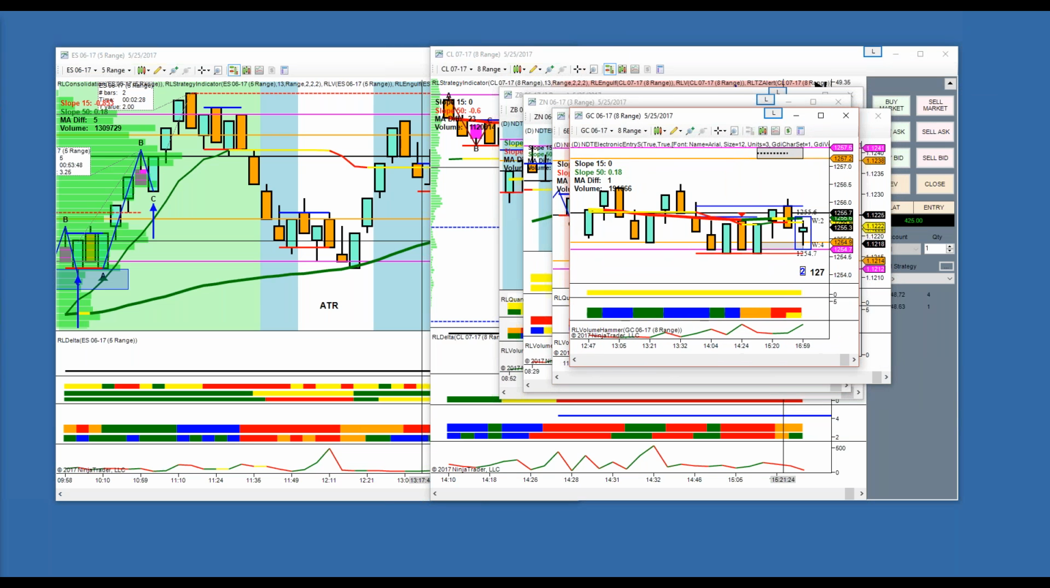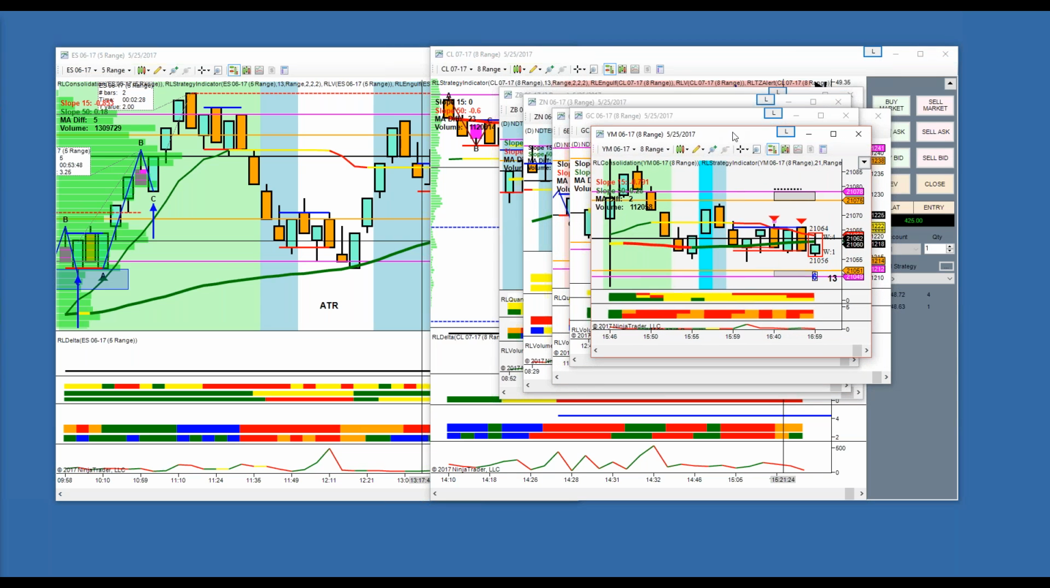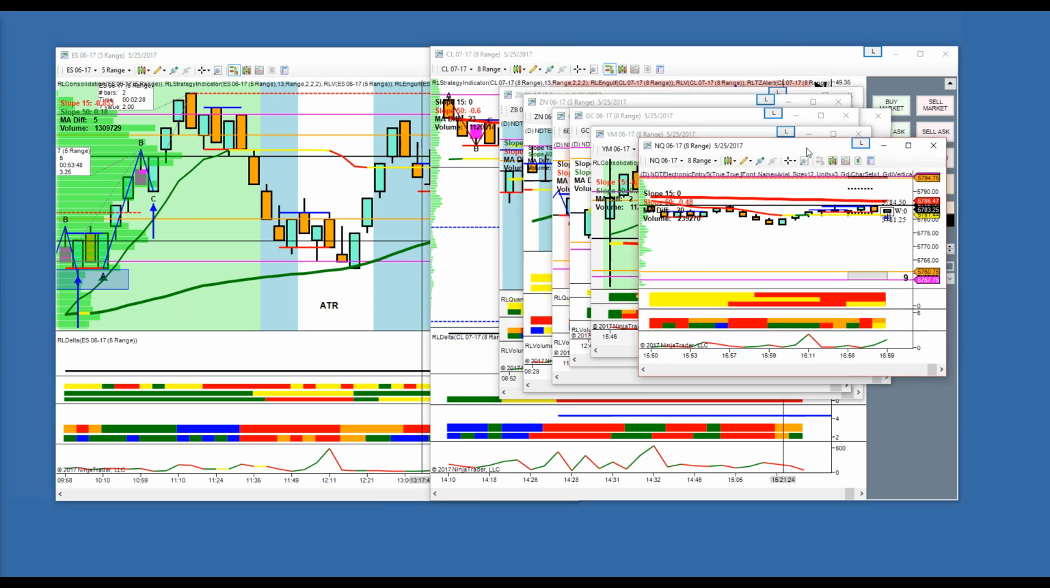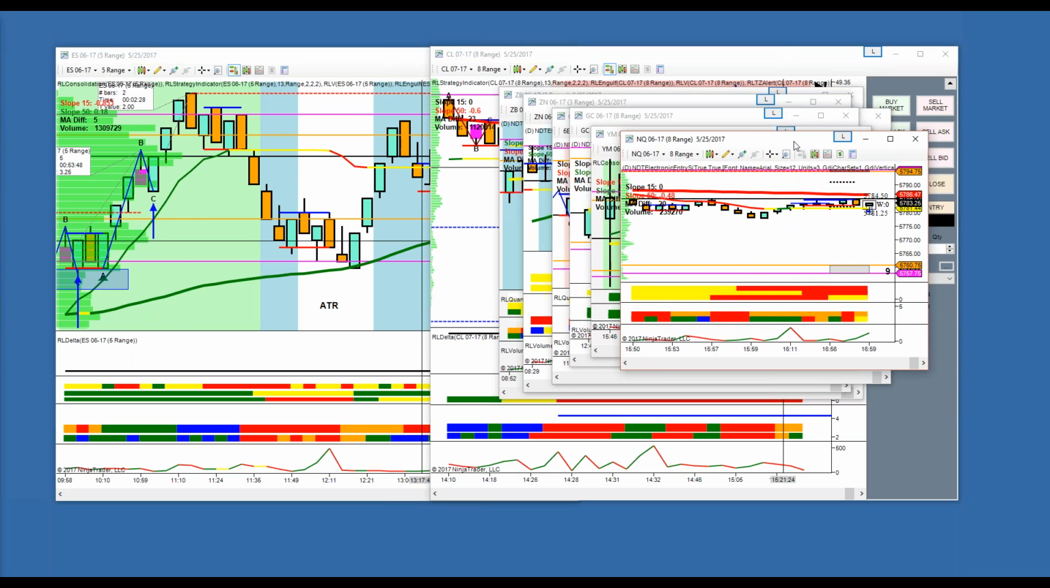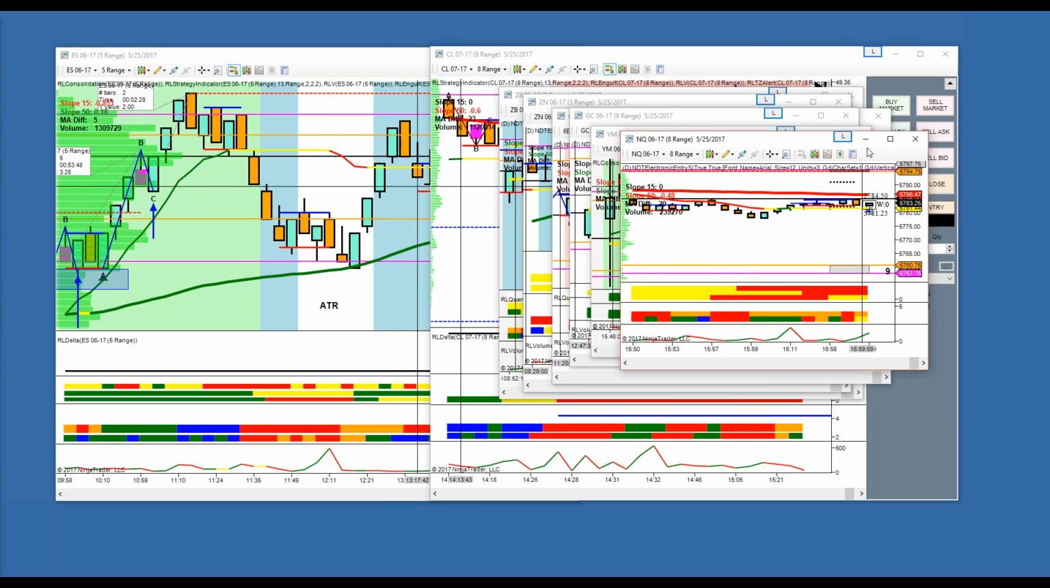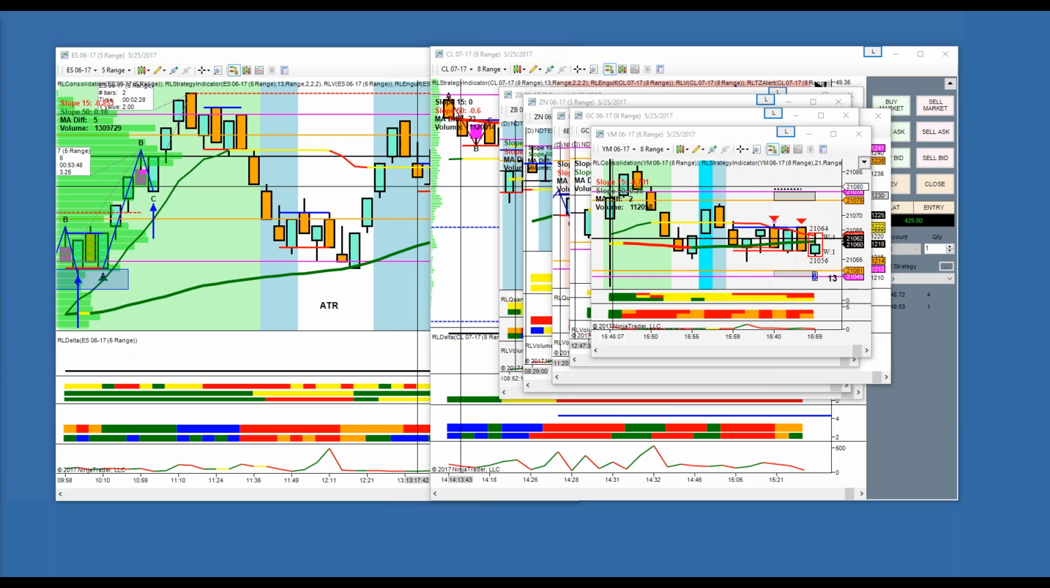It trades gold. We're in the process of putting it on the Dow. And it trades the NASDAQ. And these are all traded, automated, algorithmic, looking for the same signals I showed you. So it works on all these markets.